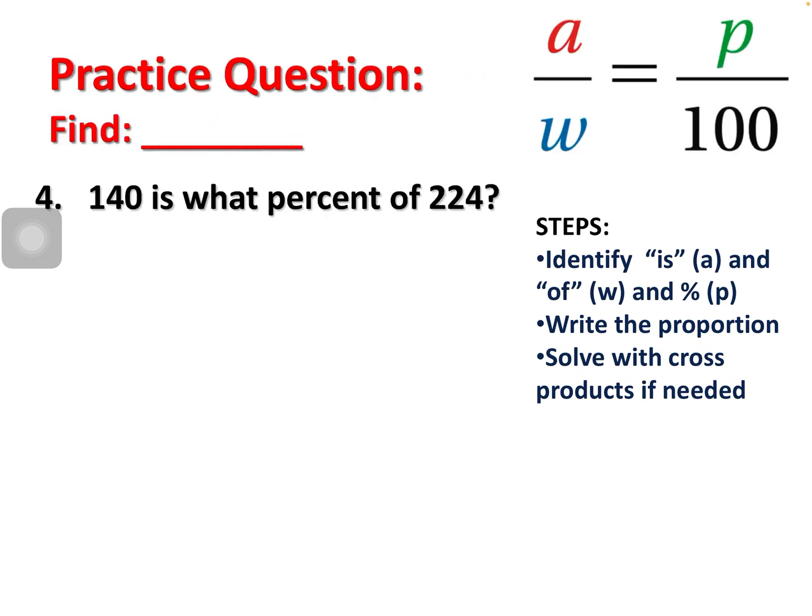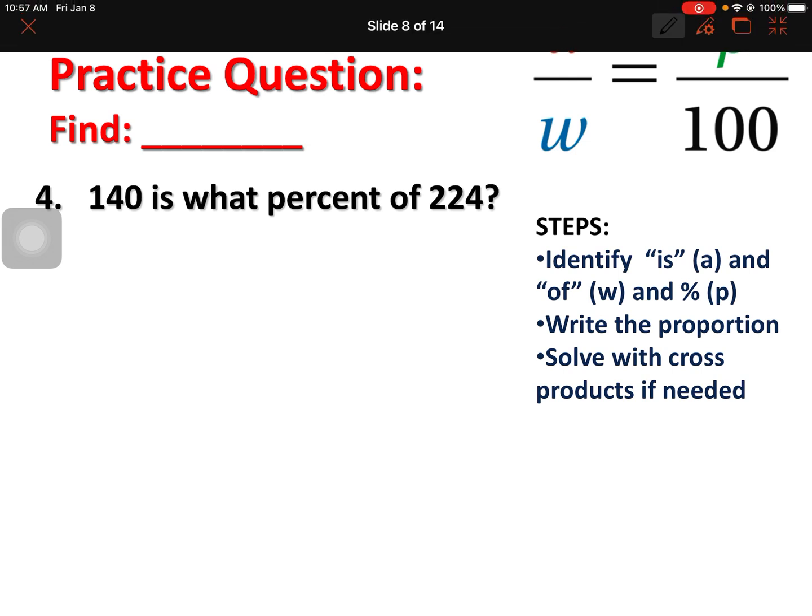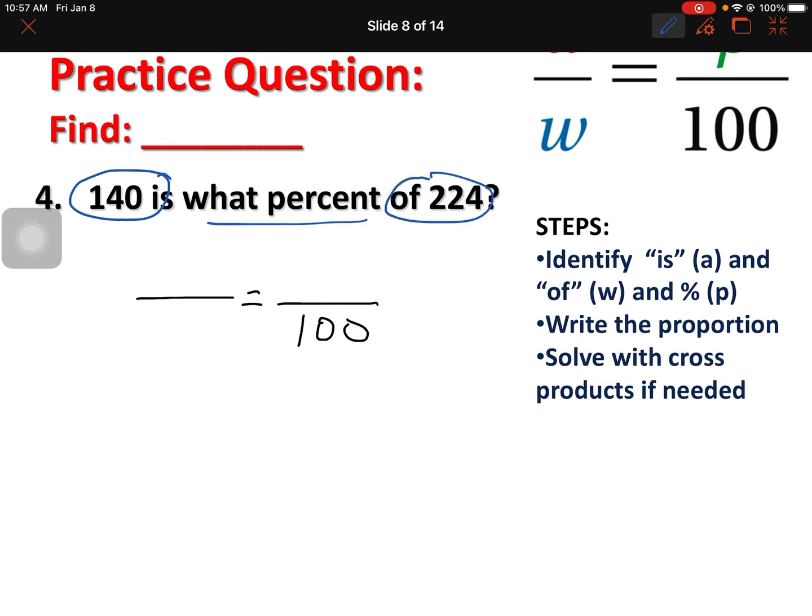And now we continue, and this time we're not sure what we're missing. Up at the top, it's got a blank there, and so we're going to see, what are we missing? Well, once again, we're going to go ahead and put 100 down here on the bottom, and it says 140 is. Well, there's that connection to the is. What percent of the 224? So this time we are missing the percent, and that's our P. The 140 is, that's my A then, that's the part. Of is my whole, which is the 224.